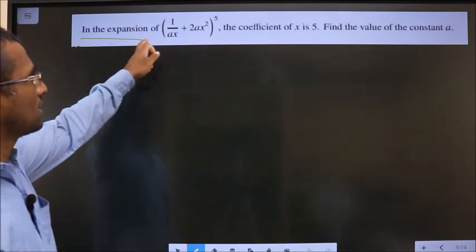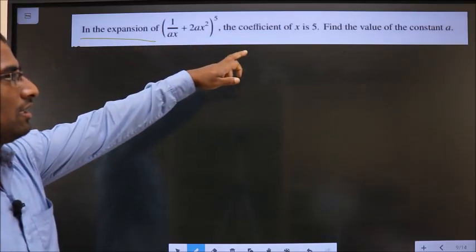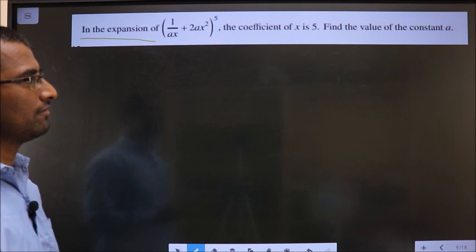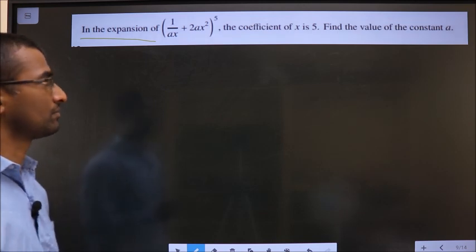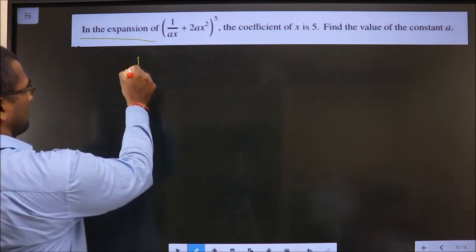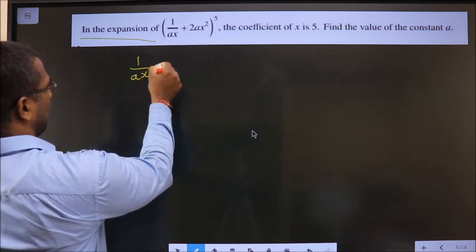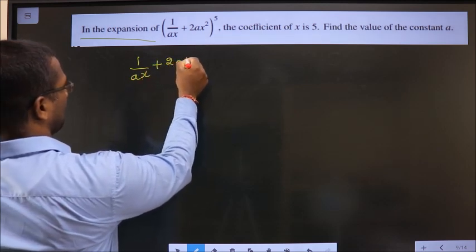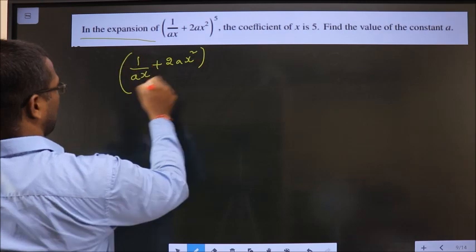In the expansion of (1/(ax) + 2ax²)^5, the coefficient of x is 5. Find the value of the constant a. Given is (1/(ax) + 2ax²) to the power 5.